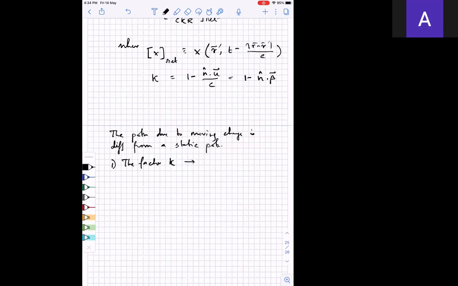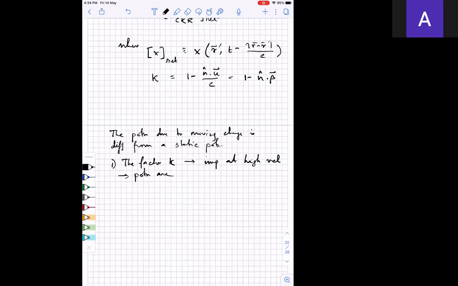Okay. So this kappa, if you look at the formula, becomes important. This factor becomes important when you go to high velocities. Because then u by c becomes very close to 1, so this thing becomes very close to 0. That tells you that at high velocities, these potentials are concentrated in a narrow region around the direction of the velocity.